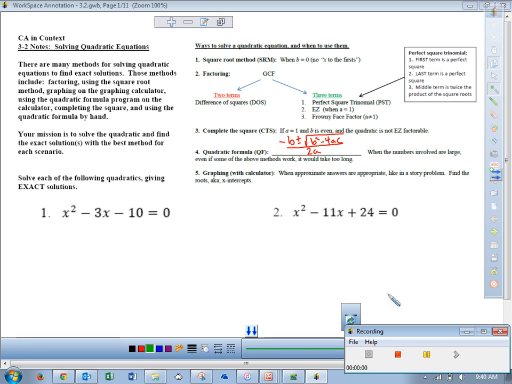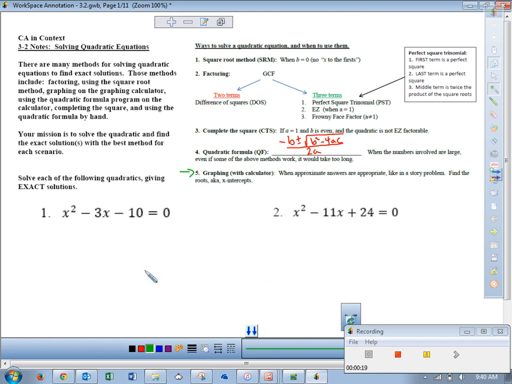3-2 in college algebra, a lot of solving quadratics. Last class period, we talked about all these methods. The square root method, you can only use that when there's no x to the first. And then factoring, all kinds of factoring. Completing the square works when things are not factorable. And obviously, we can always use the quadratic formula. And then later, when things get hairy, we'll use our graphing calculator to solve.